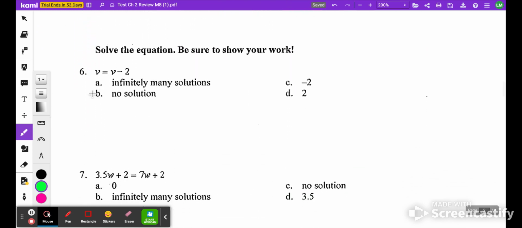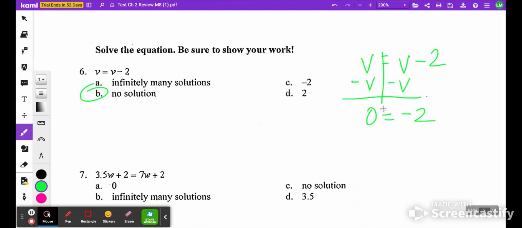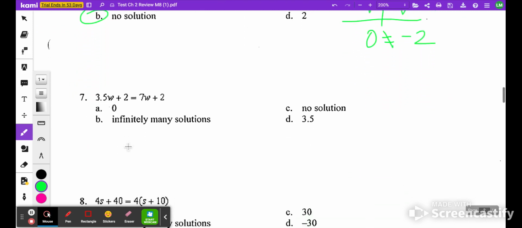Number 6, solve the equation and show your work. We have V is equal to V minus 2. What I'm going to try to do is move V to the other side, and I get 0. V is equal to negative 2. Since 0 does not equal negative 2, this is a no solution answer.